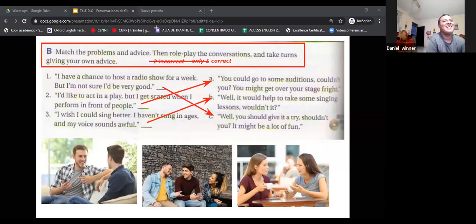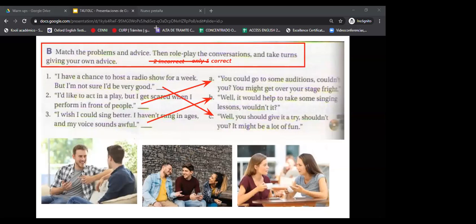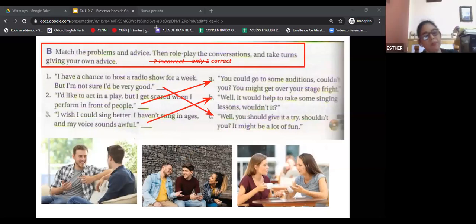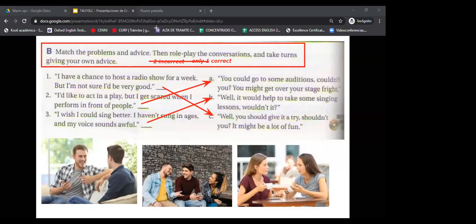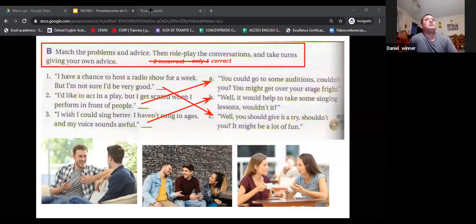Oh my God. Now practice, please. Practice. Okay. Well, I have a chance to host a radio show for a week, but I'm not sure I'd be very good. Well, you should give it a try, shouldn't you? It might be a lot of fun. Letter C.